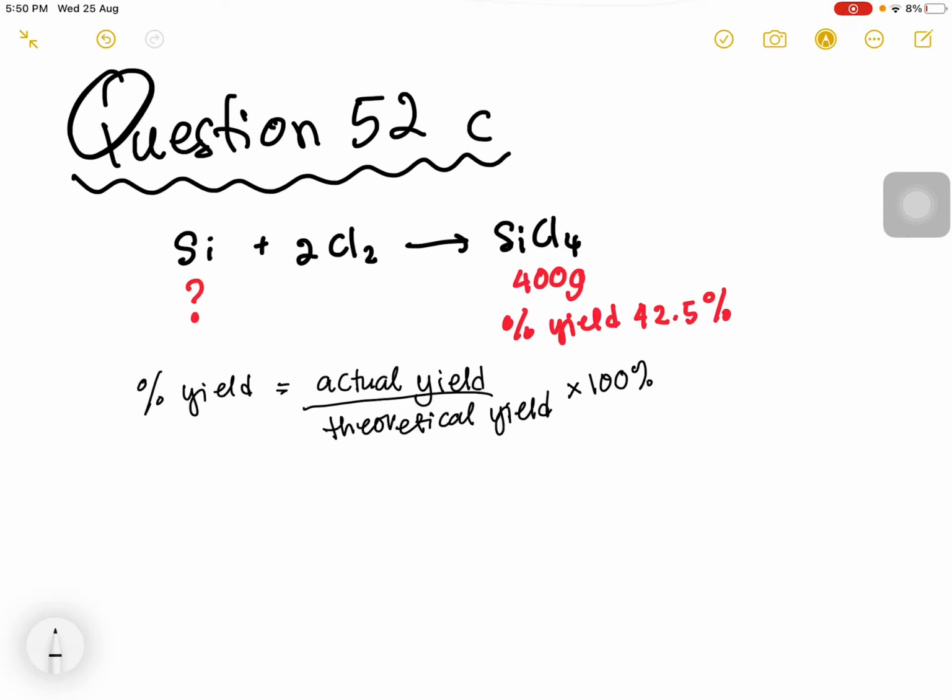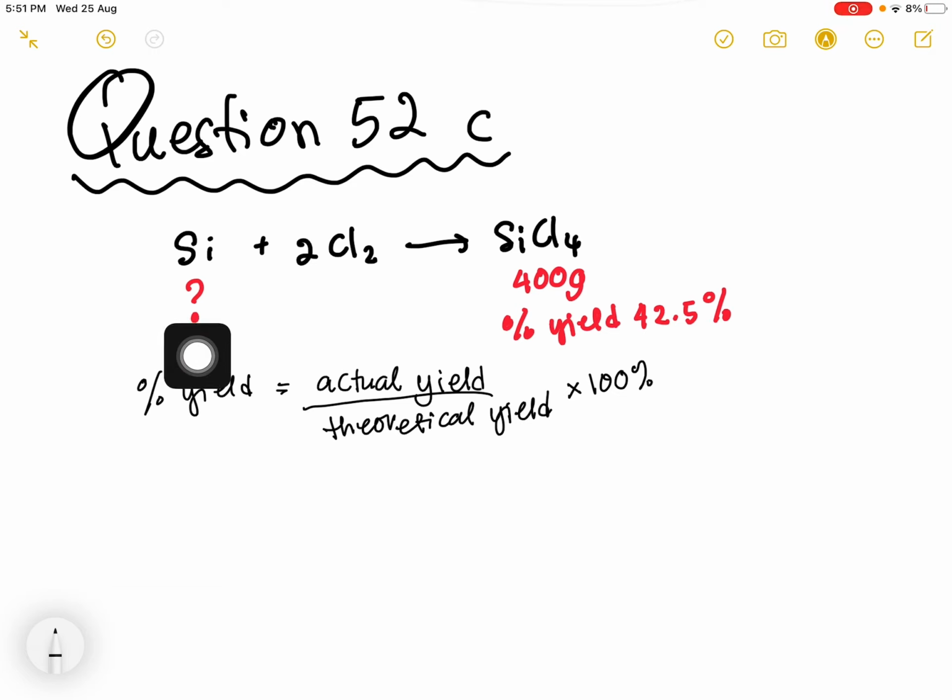Okay, our final question is, we have silicon that will react with chlorine to form silicon tetrachloride. We are given 400 gram of silicon tetrachloride produced, with a percentage yield of 42.5%. How do we start? How much silicon do we need to start?